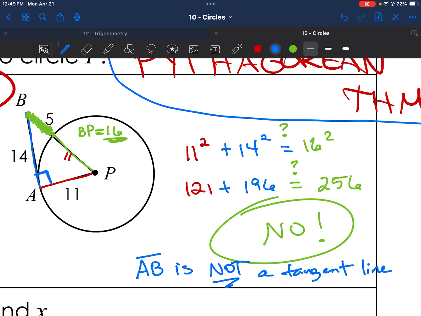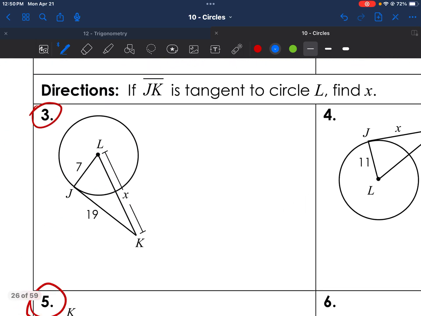Basically meaning that if I was to try to recreate this shape with actual circles and lines, I wouldn't be able to. The pieces would not fit together. All right, let's keep going.